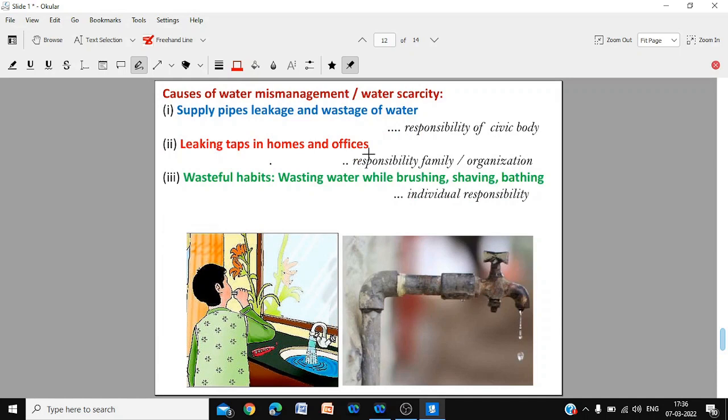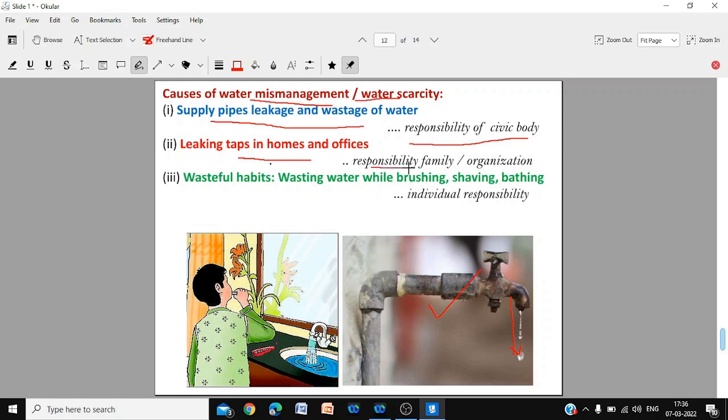Now, causes of water mismanagement. Water scarcity is caused when we do not properly manage the utilization of water, mismanagement of water. Supply pipes leakage and wastage of water. When supply pipes are leaking, of course, this is the responsibility of the civic body, the corporation or the municipal bodies. Leaking taps in our homes and offices. Even after you close the tap, still water is falling down. A lot of water is wasted in the whole day.